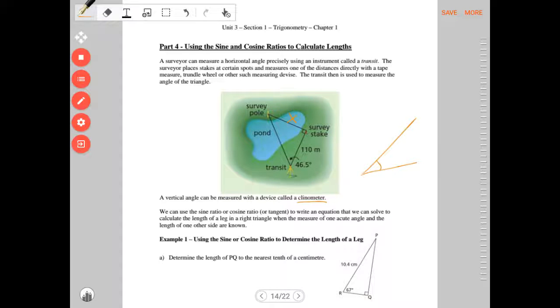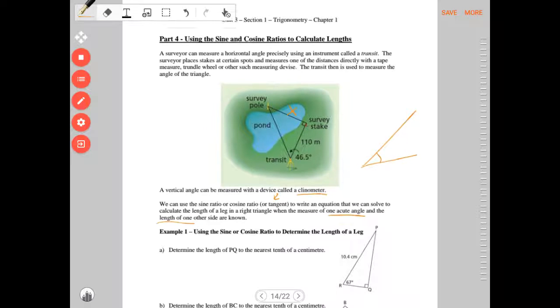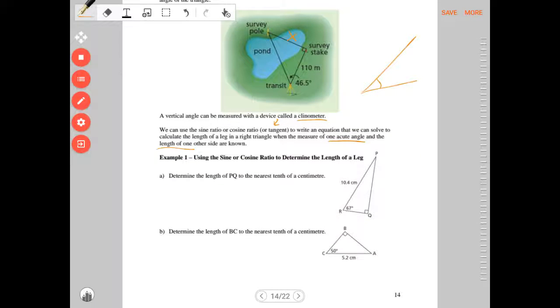Okay, so we can use the sine ratio or cosine ratio, or even tangent, to write an equation that we can solve to calculate the length of a leg in a right triangle when the measure of one of the acute angles and the length of one of the other sides is known. Okay, so example, using sine or cosine ratio to determine the length of a leg.